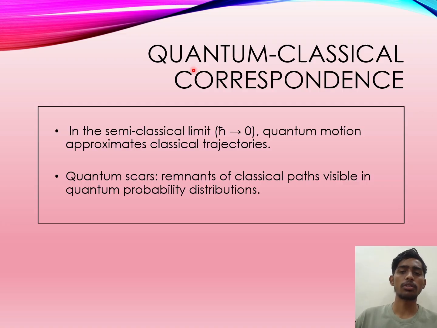Now, the quantum-classical correspondence. In this, the semi-classical limit is h bar going to zero. But in quantum motion, approximately classical trajectories appear. In this, the semi-classical limit of h bar has been taken out and they approximately become classical trajectories. Another thing is the quantum scar, which shows a classical path visible in quantum probability distributions, and more of those things.